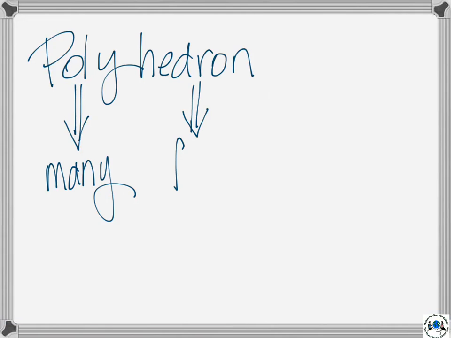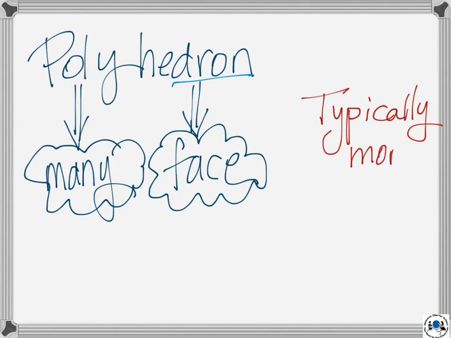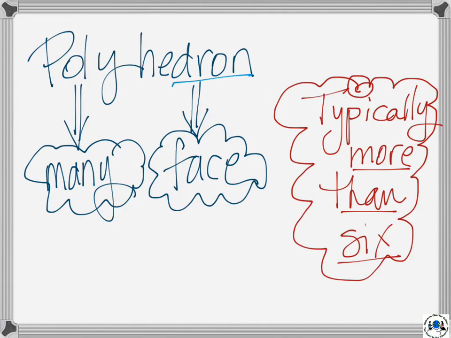Poly means many, and hedron, or edron, the last part, E-D-R-O-N, means face. So when you see this term polyhedron, it just means a many-faced shape or object. Typically more than 6 when you're talking about a polyhedron. We're going to be looking at other shapes, other objects that are less than 6. They have other names, but polyhedrons will also come into play. We'll be able to look at those.